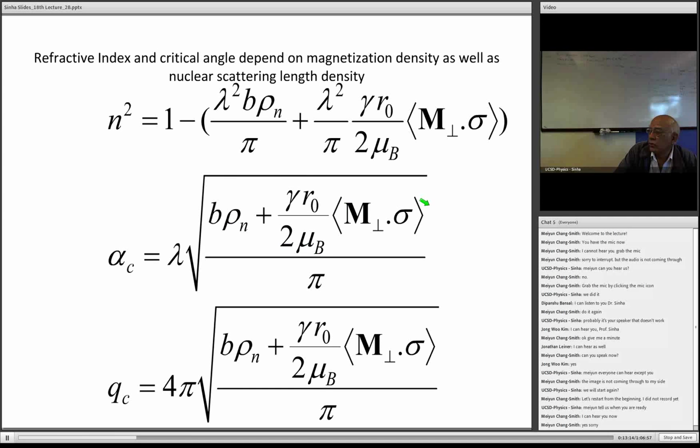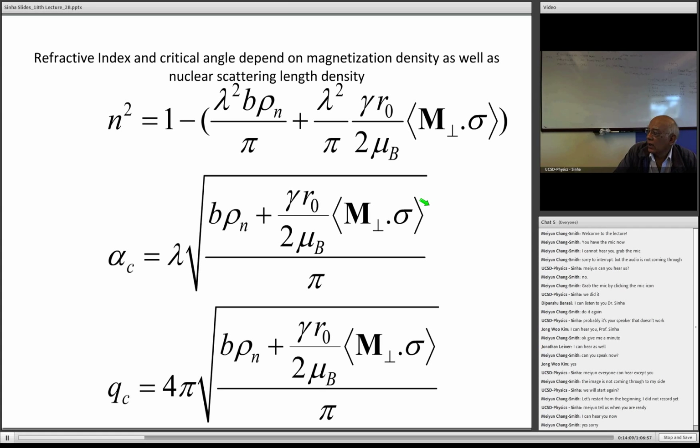So here's how the argument goes. We now generalize the expression for the refractive index we had before, involving the nuclear scattering, the density of nuclear scatterers. Here we're assuming for simplicity there's only one kind of nuclear scatterer with scattering length b, to include a magnetic term, which is given by the average or expectation value of this perpendicular component of the magnetization dotted with sigma, which is the Pauli spin operator for the neutron spin. And this is the gyromagnetic ratio of the neutron. This is the classical electron radius, or the Thomson scattering length of the electron. And this is the Bohr magneton.